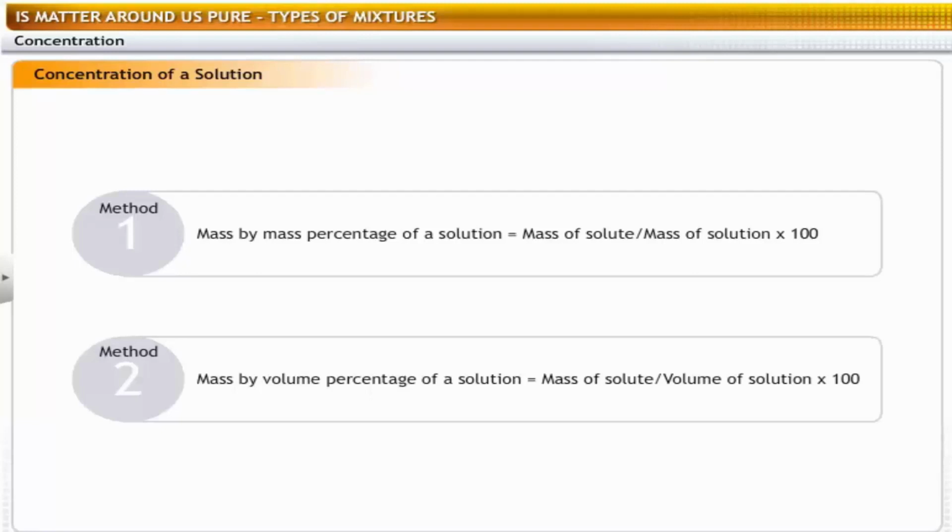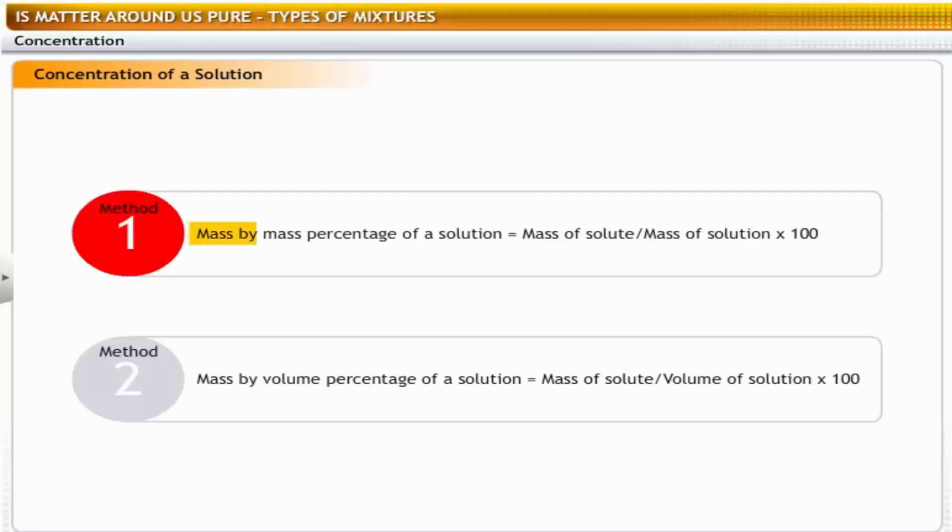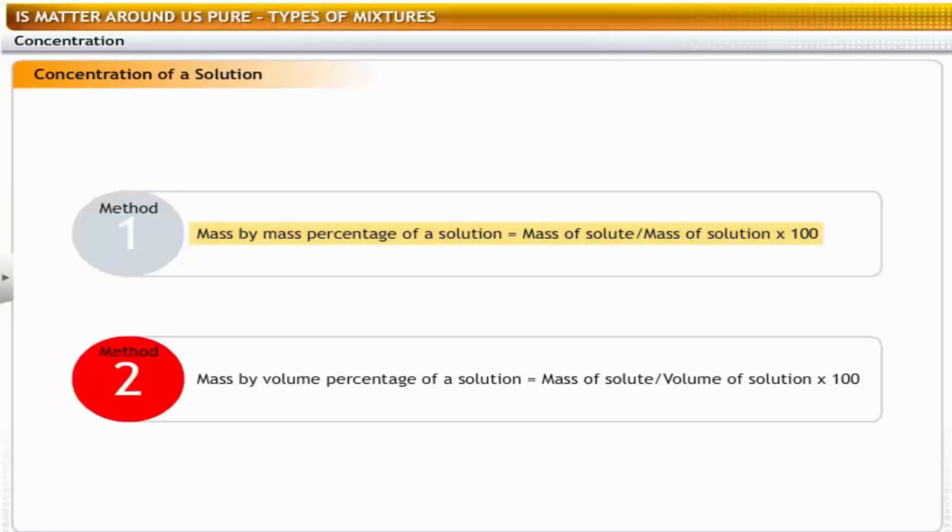The concentration of a solution can be expressed using two methods. Mass by mass percentage of a solution is equal to mass of solute divided by mass of solution multiplied by 100. Mass by volume percentage of a solution is equal to mass of solute divided by volume of solution multiplied by 100.